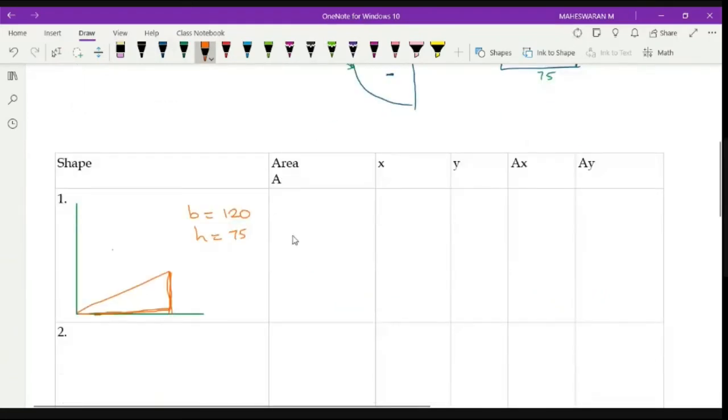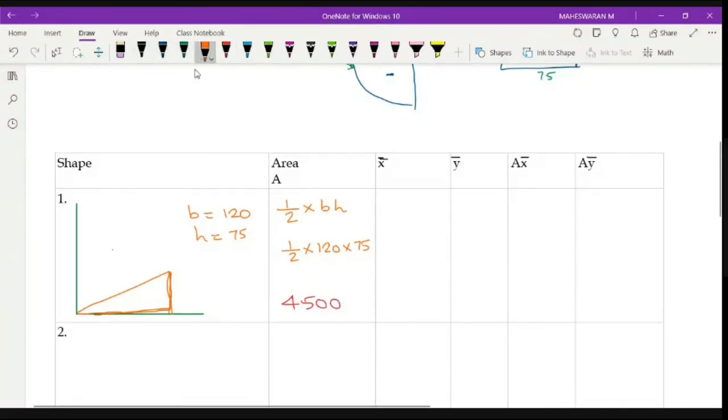So area. What is the area? It is half into base into height. So which means 1 half into 120 into 75. So you will get what is the answer for us. What are you getting? 4,500. Yes, you are getting 4,500.